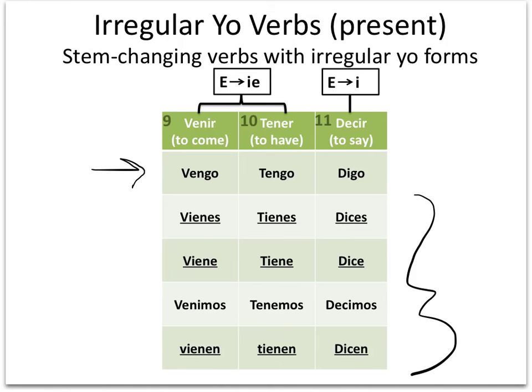They are venir, to come: vengo, vienes, viene, venimos, vienen. Tener, to have: tengo, tienes, tiene, tenemos, tienen. And decir, to say: digo, dices, dice, decimos, dicen. And that concludes our lesson for irregular yo verbs. Good luck!